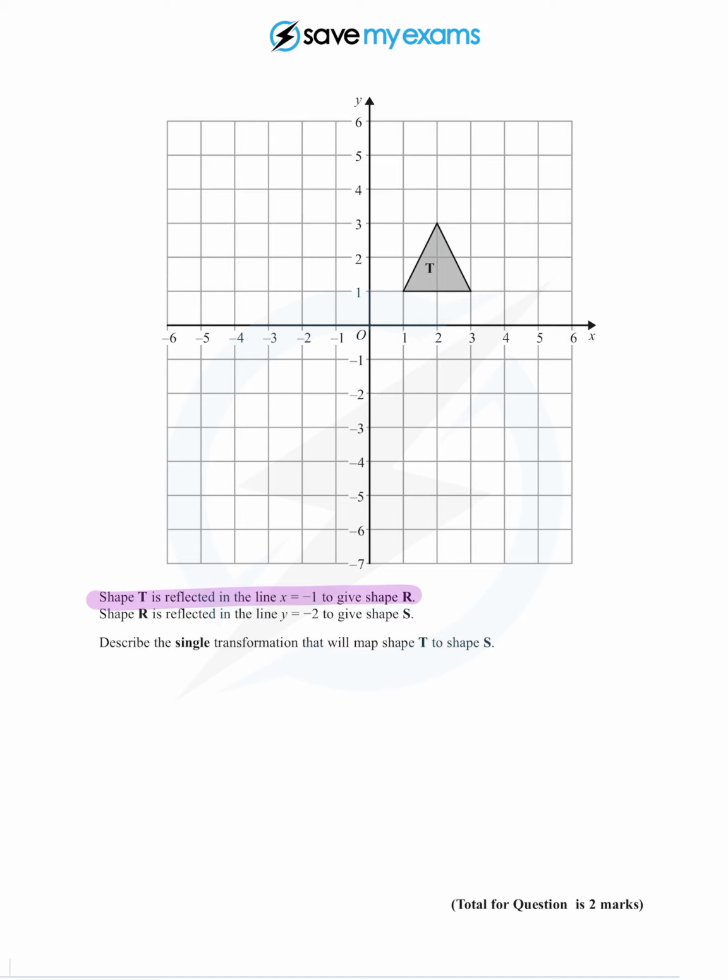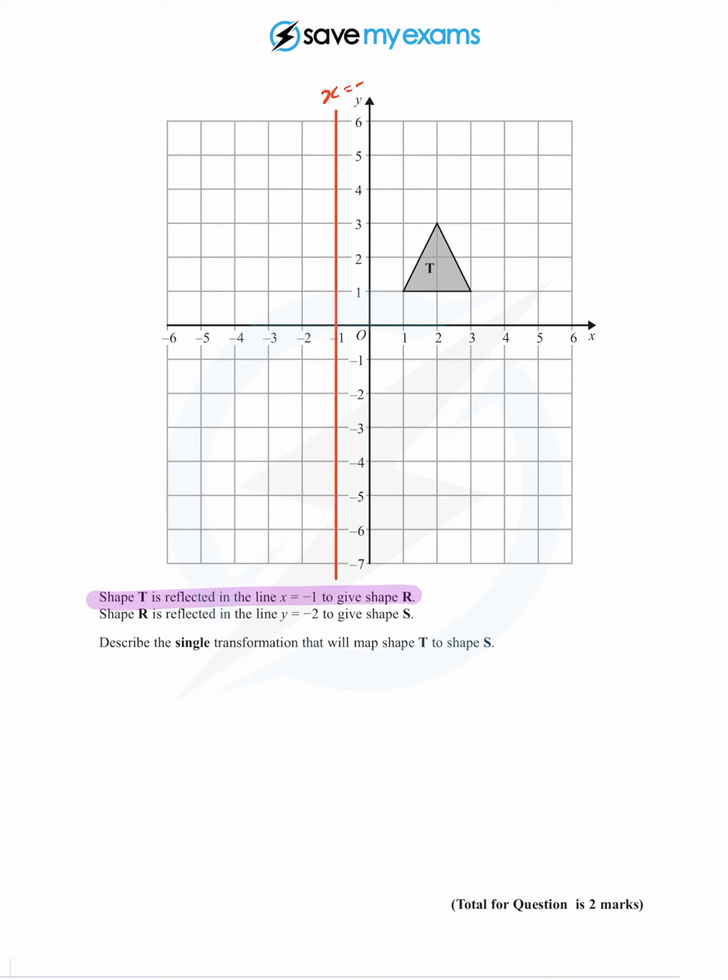Let's reflect shape T in the line x equals minus 1. Well, x equals minus 1 is a line that goes through x equals minus 1 and has all points on it where x equals minus 1. So it's that vertical line there. So let's draw that. Nice straight vertical line. There it is.